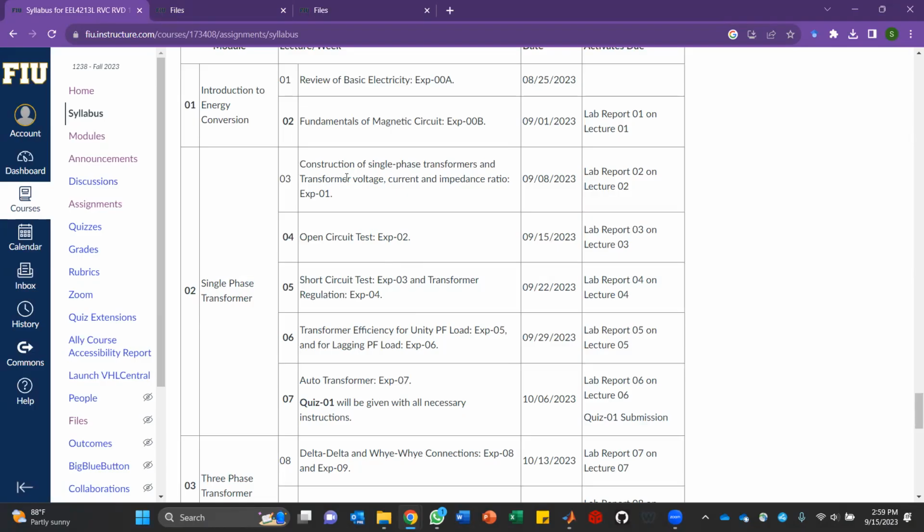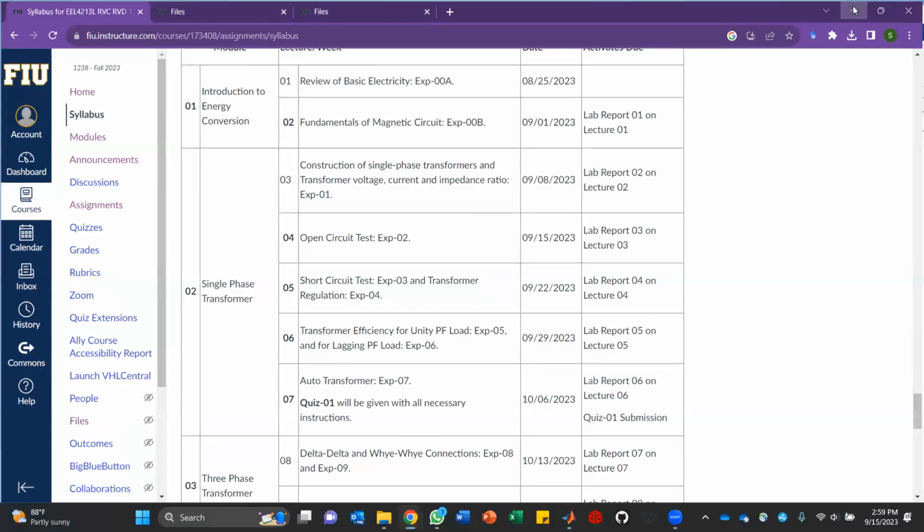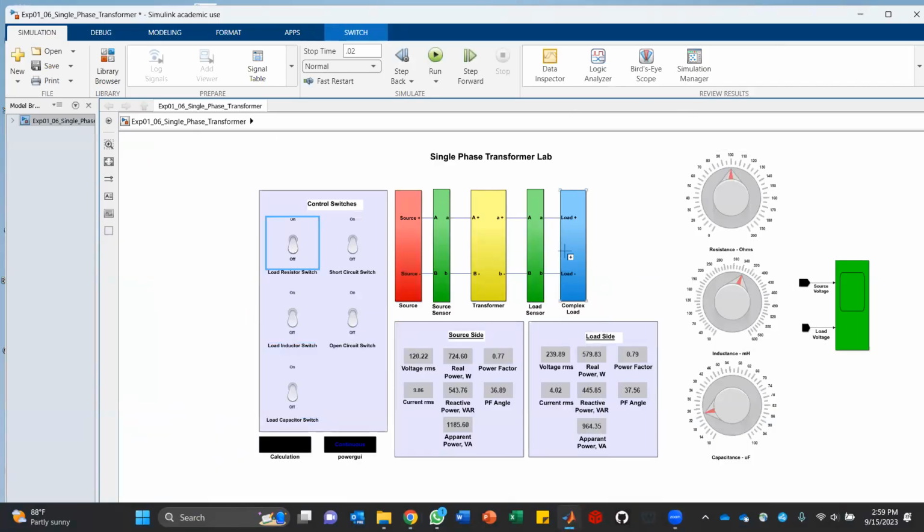experimental topics, like calculating transformation ratio, open circuit test, short circuit test, and efficiency for different cases. I want you to cover them all. Then we'll talk about this one, and I will provide you that. With this setup, you can experiment using only resistive load, only inductive load on the secondary side, or capacitive load. You can switch everything.